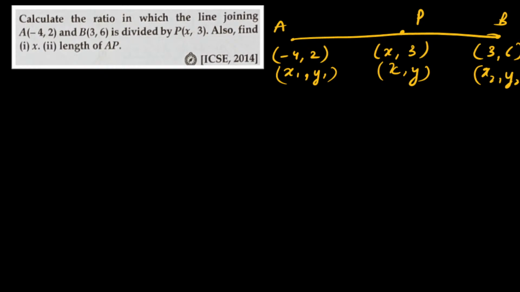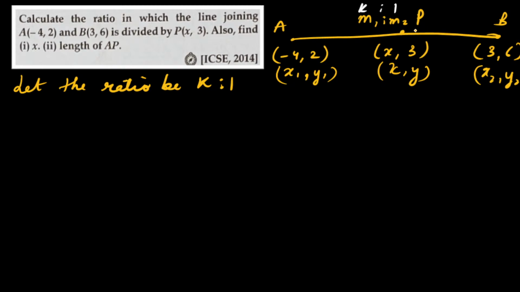Whenever we have to find a ratio, the ratio is m1 is to m2. We'll assume the ratio to be k is to 1. So the first step in finding the ratio is to assume the ratio as k is to 1. The second step is to see the coordinate of the point which is dividing, whichever coordinate is given to us. Here, which coordinate is given to us?